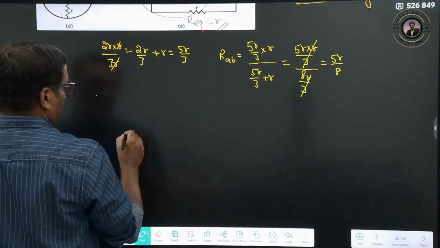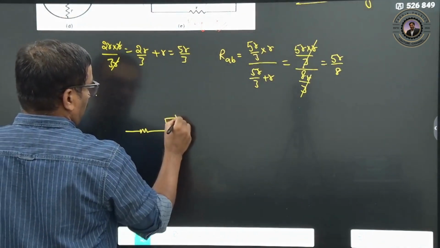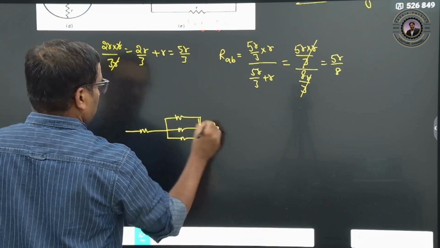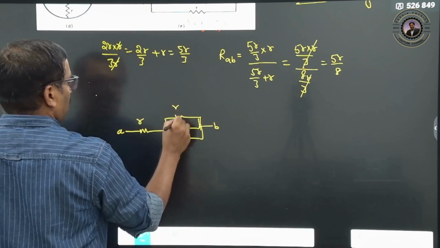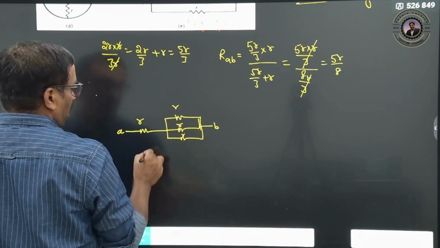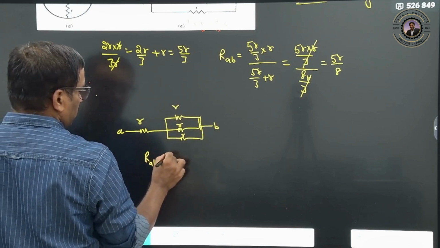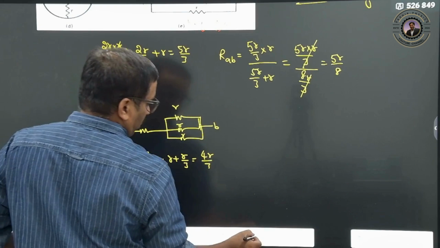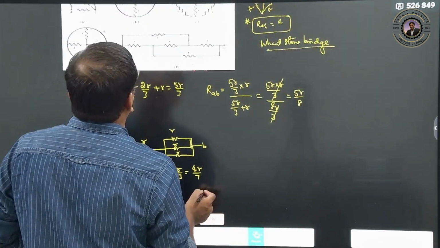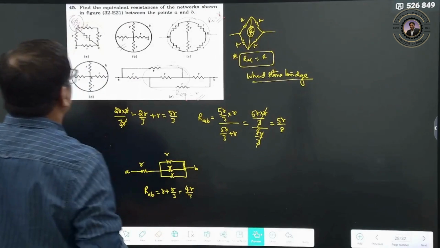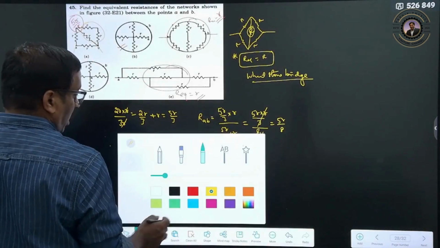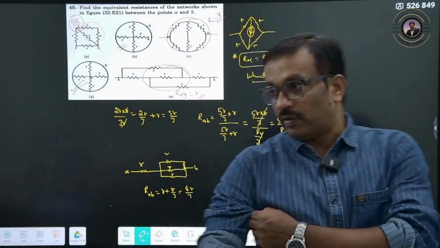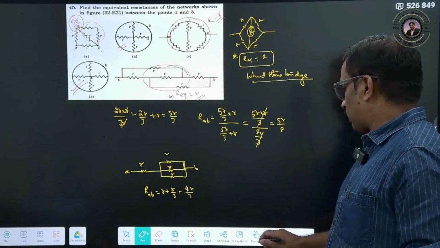So here this is A and all are connected to this point. This is the B part, this is the A part, R. So this will become R by 3. So RAB is equal to R plus R by 3, therefore 4R by 3 will be your answer. Clear? And this question I already discussed. So just go through these questions. Clear?